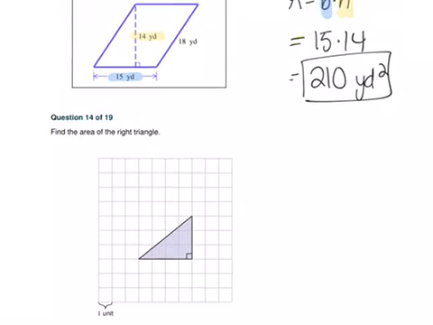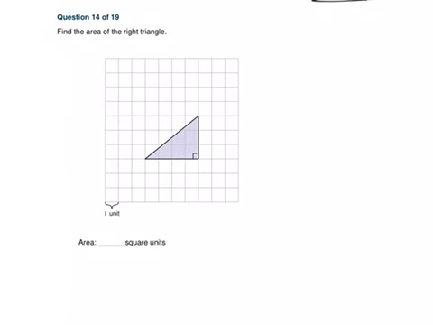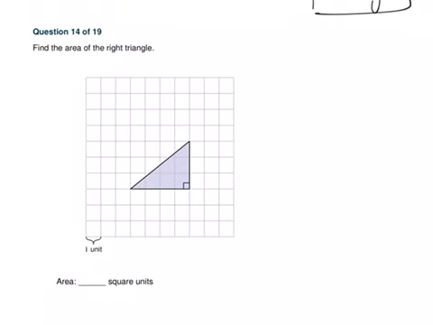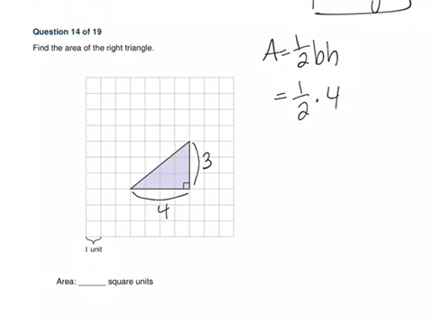All right, and the next one is the area of a right triangle. The equation for the area of any triangle is 1/2 base times height. In this one, you're going to have to actually count the base and the height. The base is 4 units long, and the height is 3 units up. So I'm going to plug those numbers into our equation: 1/2 times 4 times 3. 4 times 3 is 12, and half of 12 is 6. So this would be 6 square units for the area of the right triangle.